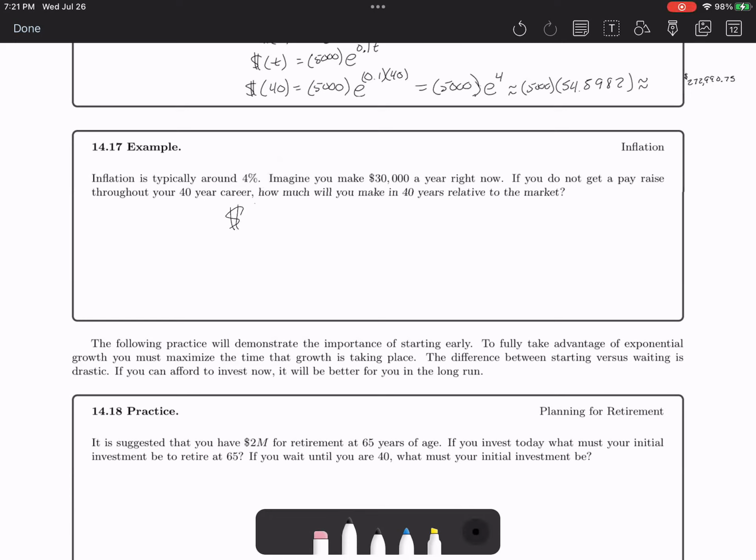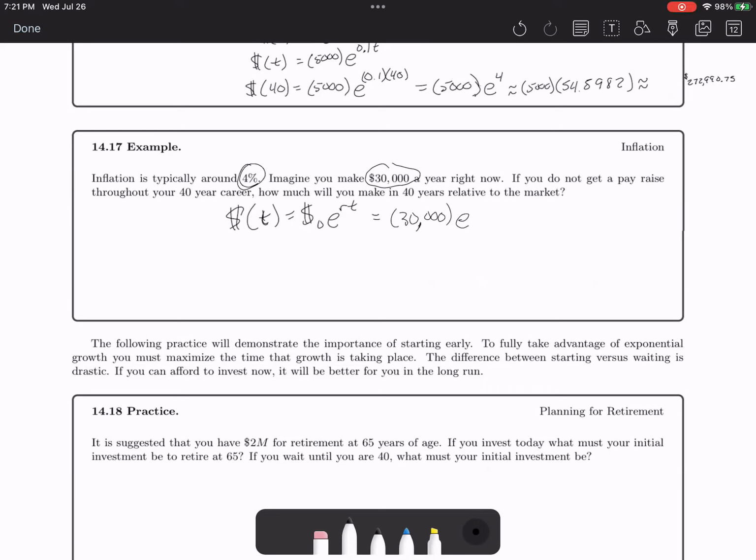This is going to be a continuous model, right? Because that 4% doesn't happen monthly or annually. It happens all the time. So we will have some initial value times E, Euler's number, to the RT. So initially we have 30,000. That's our initial salary.